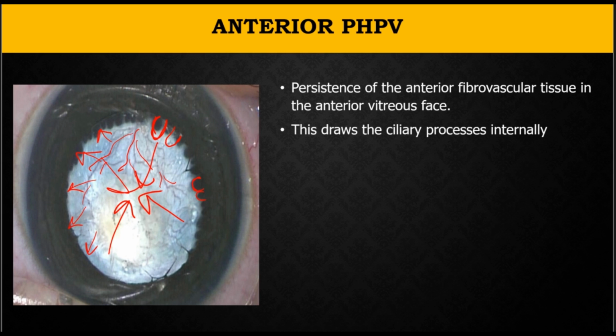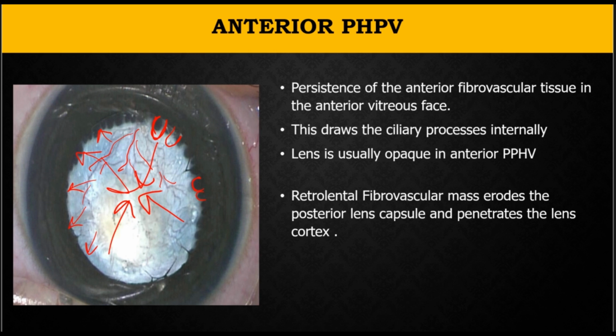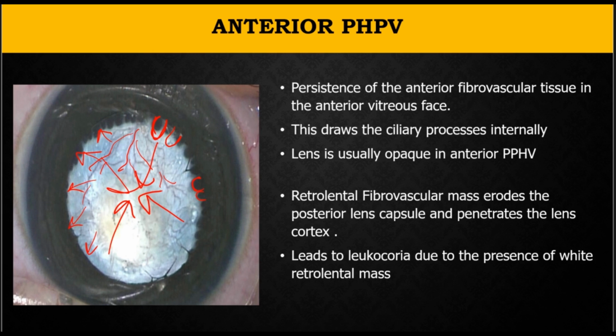However, in a case of anterior PHPV, because of that fibrovascular tissue sitting behind the lens, that is going to cause traction on the ciliary processes, making them quite prominent. The lens obviously will be opaque in anterior PHPV, and this happens because this fibrovascular mass can actually erode the posterior lens capsule and also penetrate the lens cortex, right?